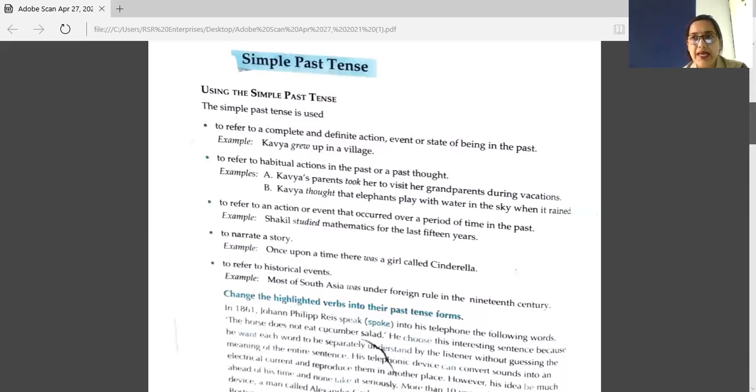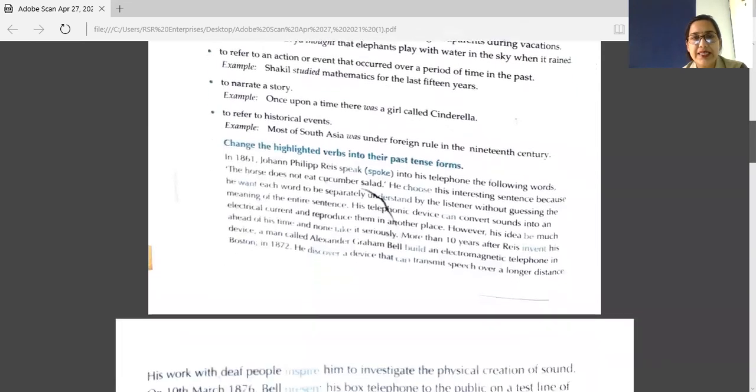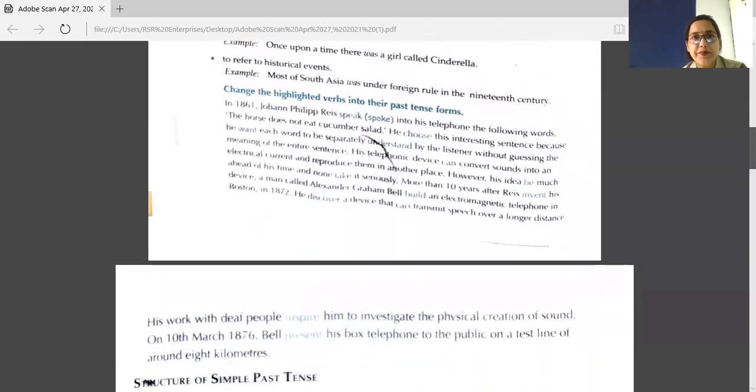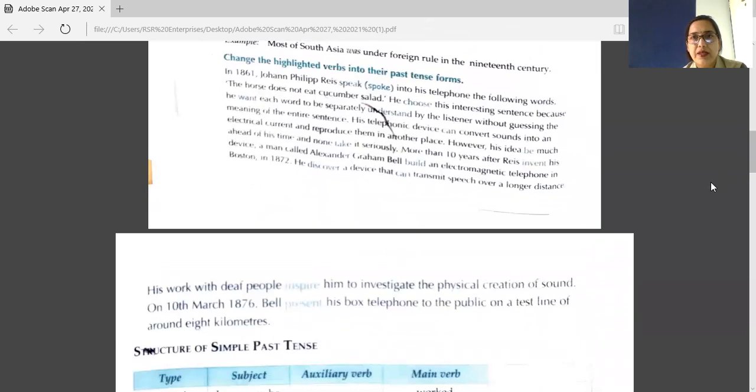Now we have one exercise here. Change the highlighted verbs into their past tense form. You can see blue colored words there. You have to change them to simple past tense form.